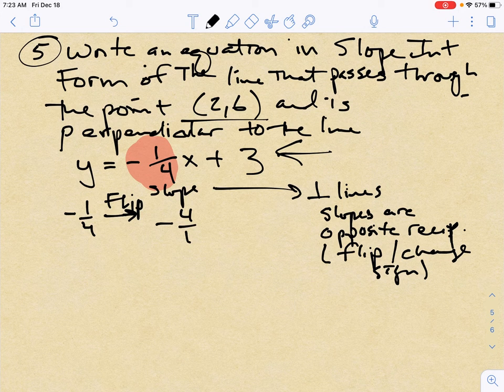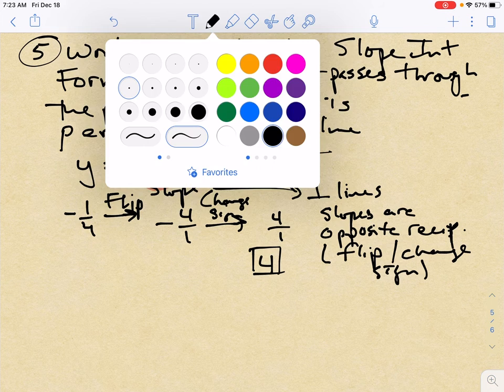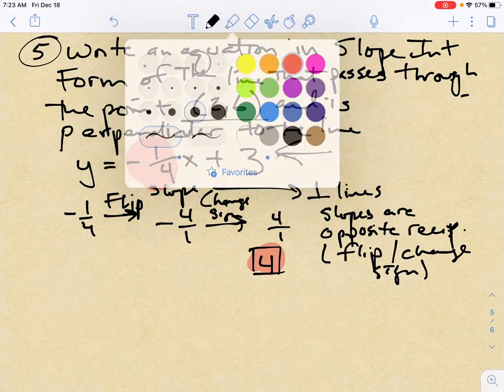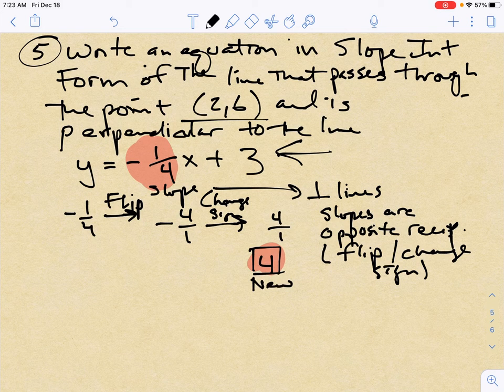All right? And then we're going to change the sign. All right? So if you change the sign from -4/1, it's +4/1. So it's 4/1. And then just simplify it. And so my slope is 4. So now let's take this, because this is our new slope. All right? So let's highlight that. And we'll say that this is our new slope. All right? We're going to take that and we're going to put it in y equals mx plus b along with the other things we know.